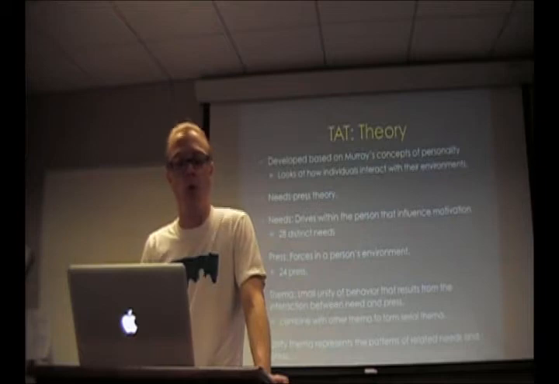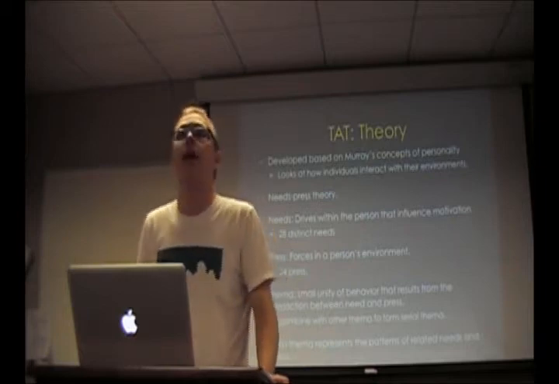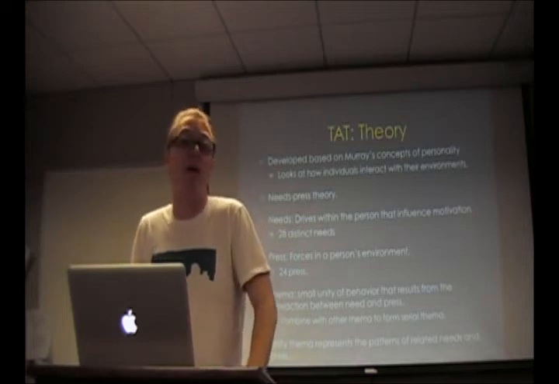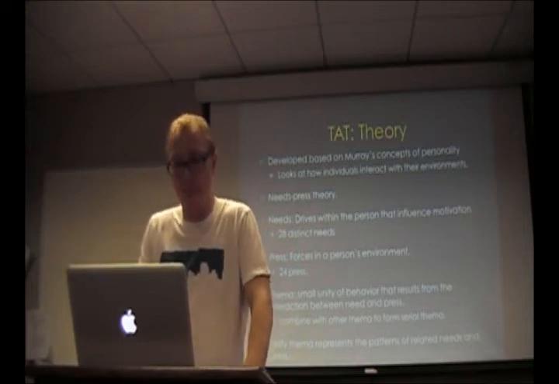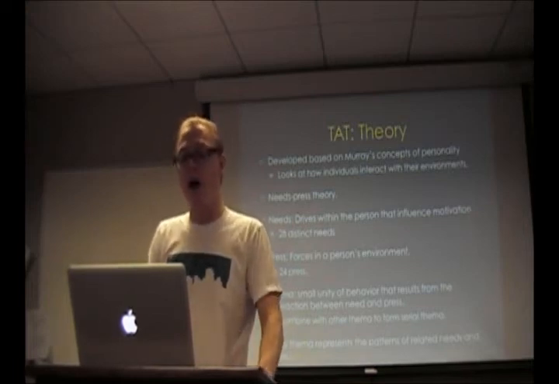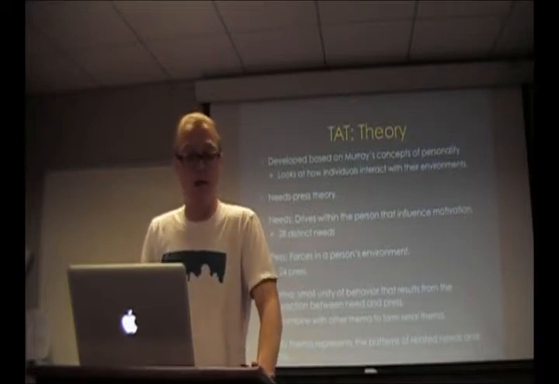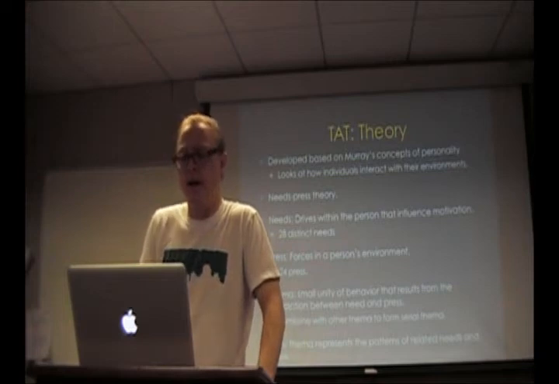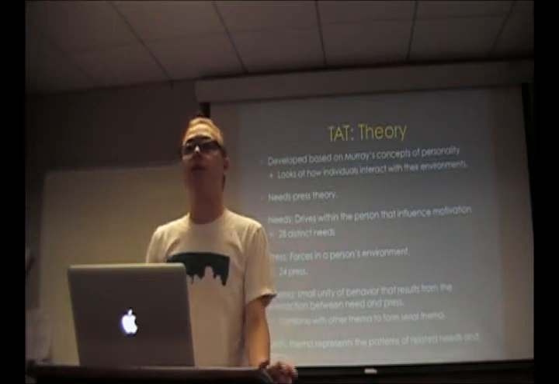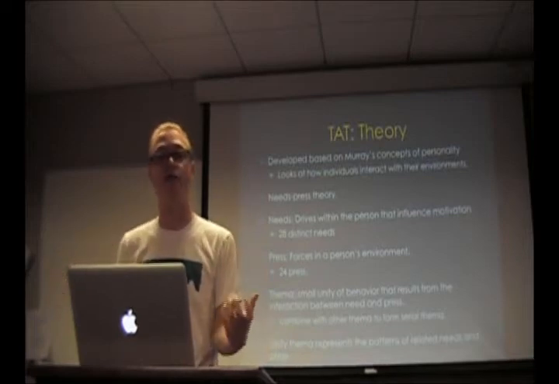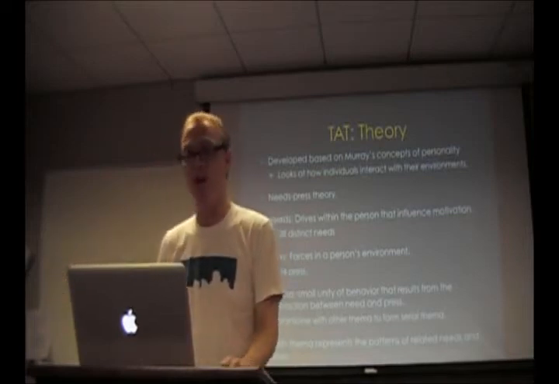Murray identified 28 distinct needs. And so a lot of the TAT is about getting what are the needs that are met, what are the needs that are not met. And then press are the forces in a person's environment. He identified 24 different press. And so really Murray sees conflicts in personality as a constant struggle between needs and press.